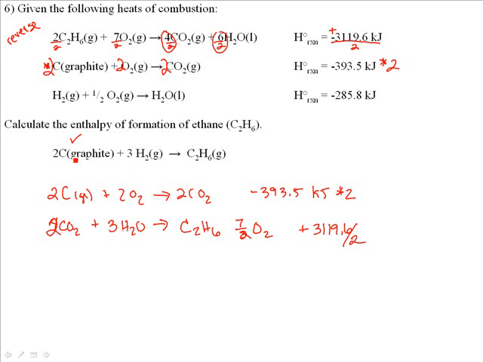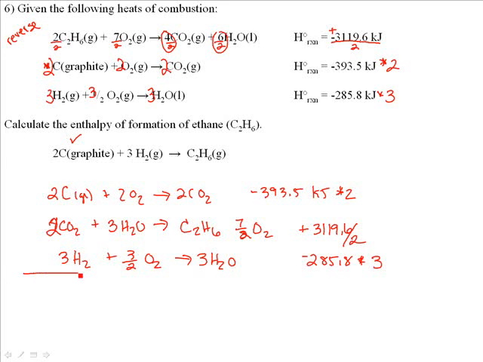I don't have water in my final reaction, and I'm going to need to get rid of this water, so I need 3 waters. So I'm going to multiply this reaction by 3, and so that will give me 3/2. Alright, so if I multiply that by 3, I also have to multiply this by 3. So I get 3H2 plus 3/2 O2 goes to 3 waters, and it's negative 285.8 times 3.